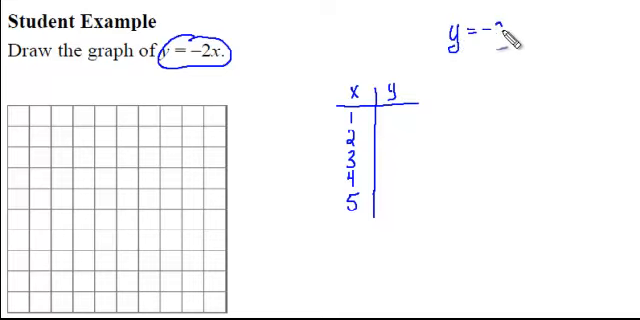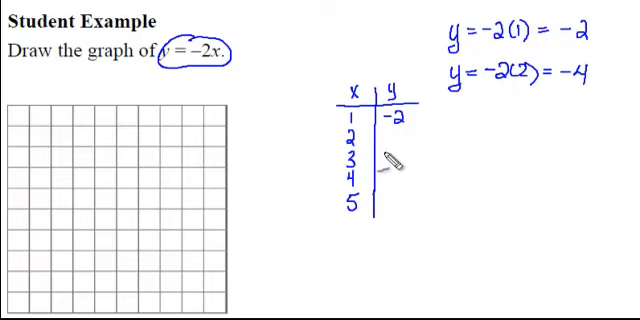If our x was 1, like it is right here, we just substitute 1 for x in the formula, which would give us negative 2 times 1, negative 2. So y would equal negative 2 when x equals 1. Doing the same thing for our x equaling 2, y would equal negative 2 times 2, which is negative 4.